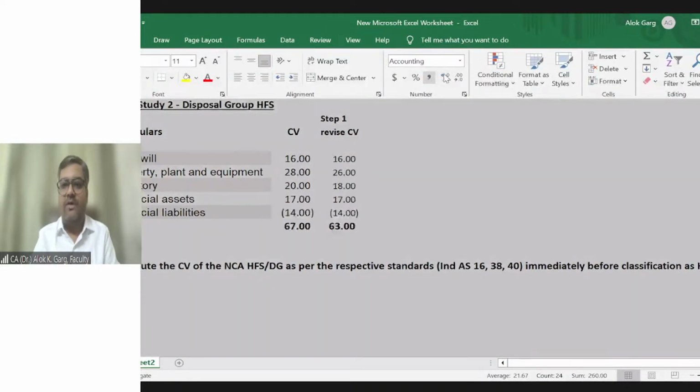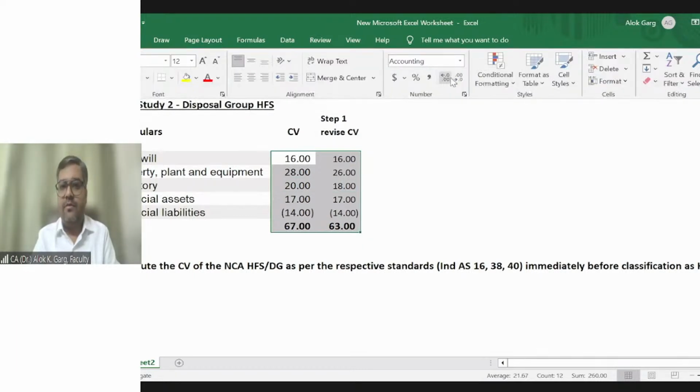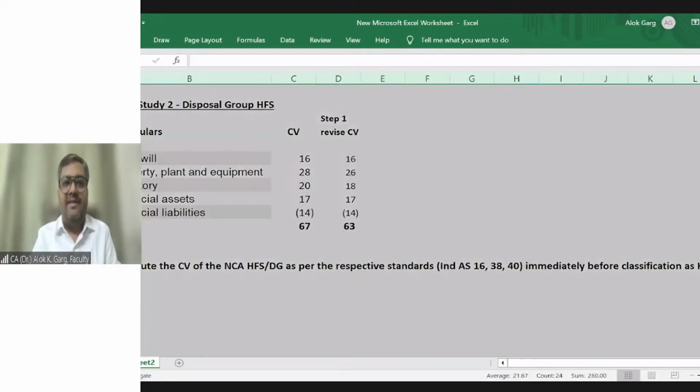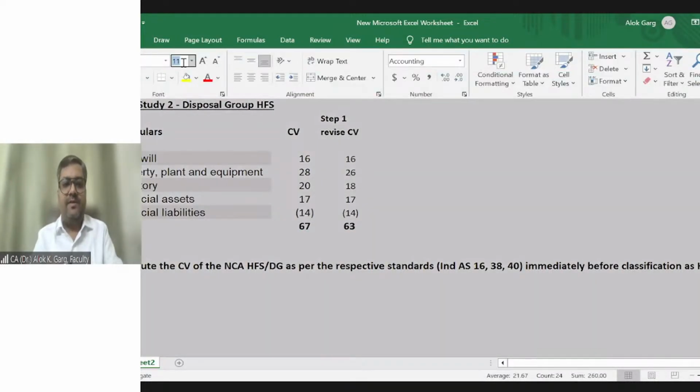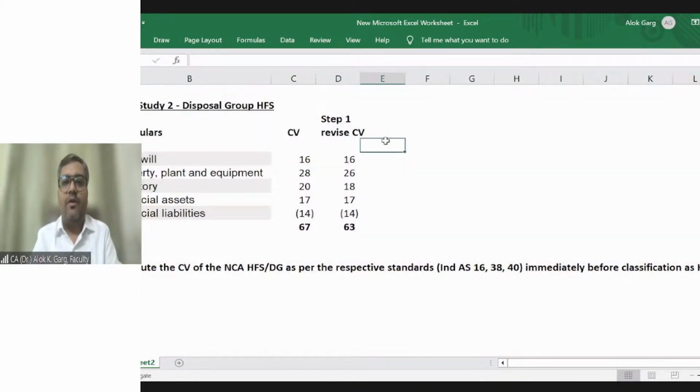Are you all okay with the question? Right, friends? The question is clear to all of you? Okay. So we understood this step number 1. The step number 1 is the same which we have discussed earlier. Okay. Step number 2.